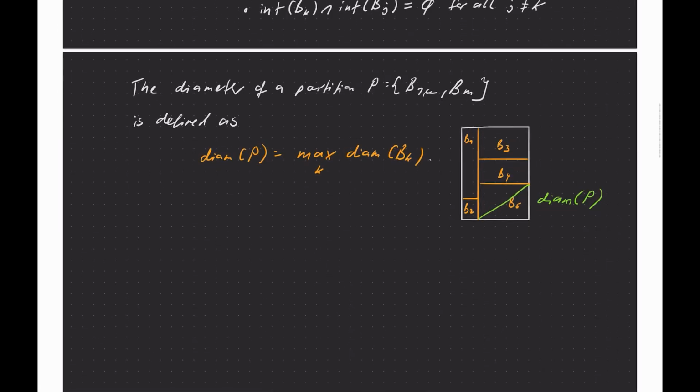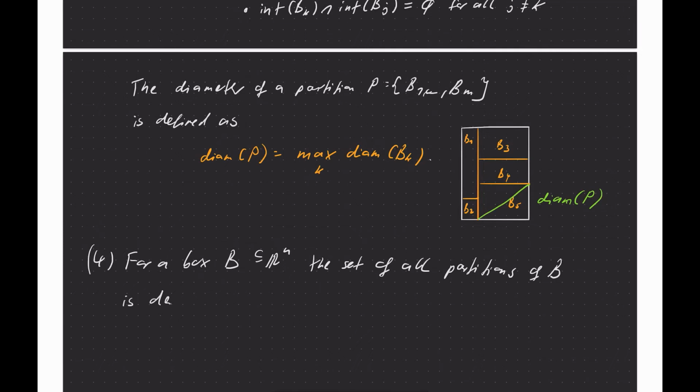And finally, to conclude the definition of those boxes, we'll also need a notation for the set of all possible partitions of a box. So we'll introduce that for a box B subset of R to the n, the set of all partitions of B is denoted by P of B.